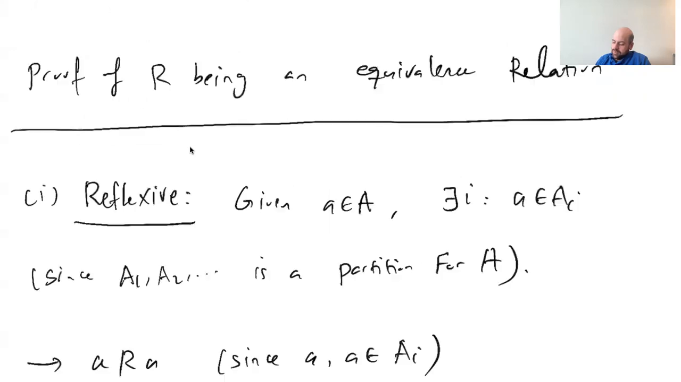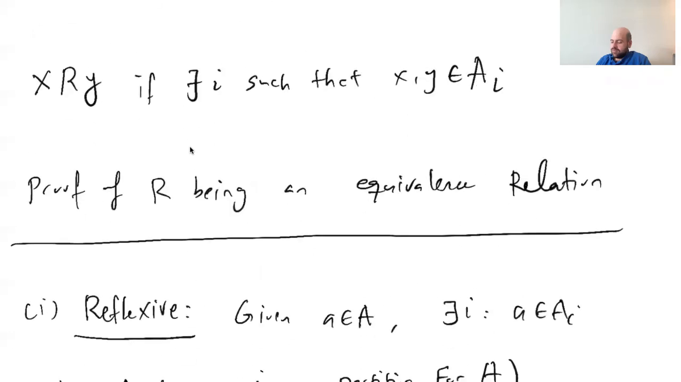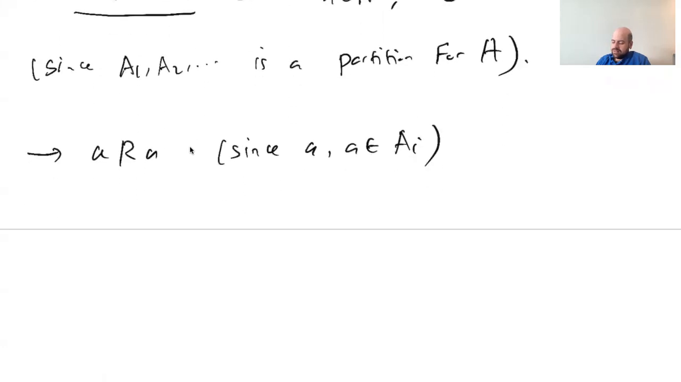Remember, when do we say that two elements are in relation with each other? Two elements are in relation if there exists some index i such that both x and y are in Ai. Well, here both a and a, which means just a, is in Ai, so a is in relation with itself. So second property, symmetric.